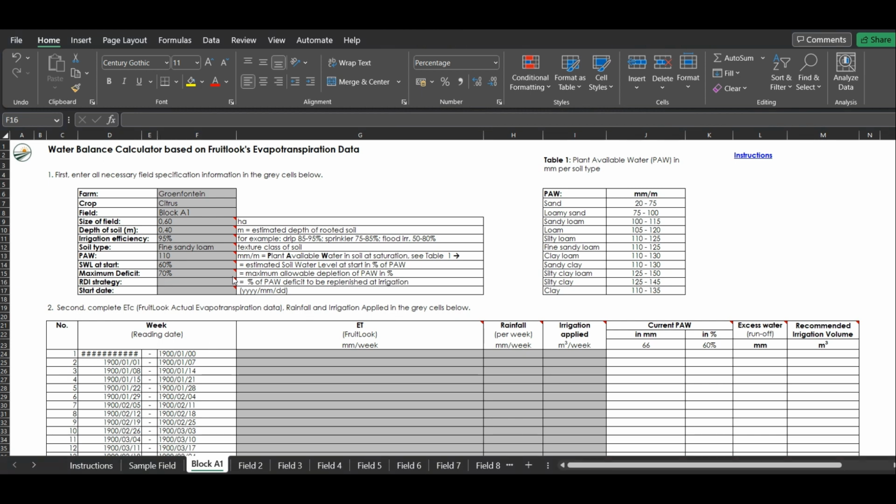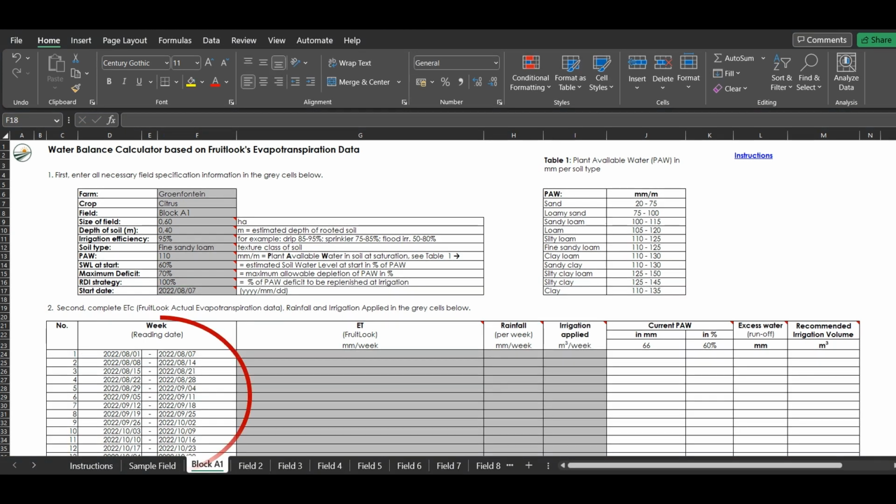With a regulated deficit irrigation strategy, one can deliberately subject a crop to a certain drought stress during specific periods to achieve a particular production goal. If you are implementing a regulated deficit irrigation strategy, please include the percentage deficit here, otherwise, keep it at 100%. Now enter the date, starting with the year, followed by month and day, on which you start your recordings with this calculator. The dates for each week's irrigation calculations will now appear.